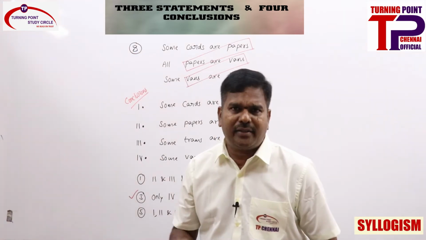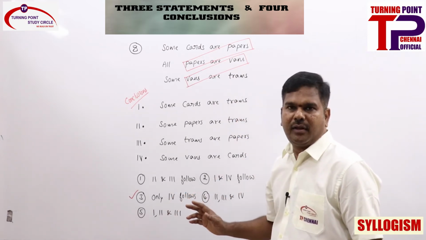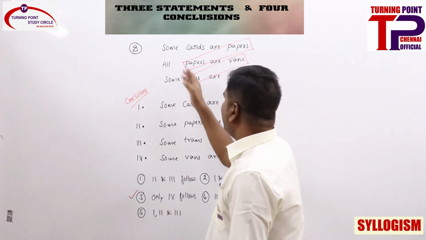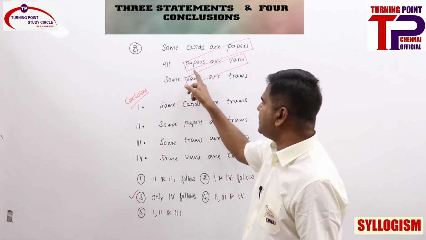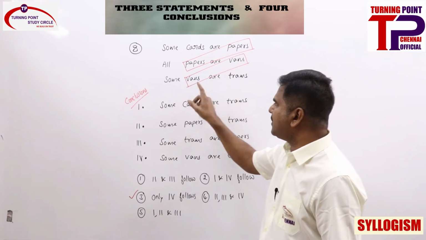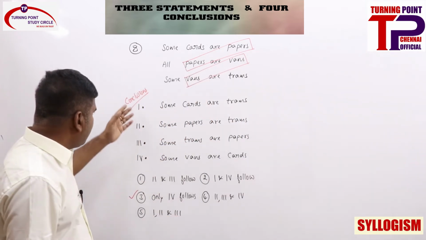Did you get the answer? You should have got the third one, that is only 4 follows. Anyway, we will check it one by one. It's already been properly aligned, right? Predicate of the first statement, subject of the second statement, predicate of the second statement, subject of the third statement. Already properly aligned. Now come to the conclusions.